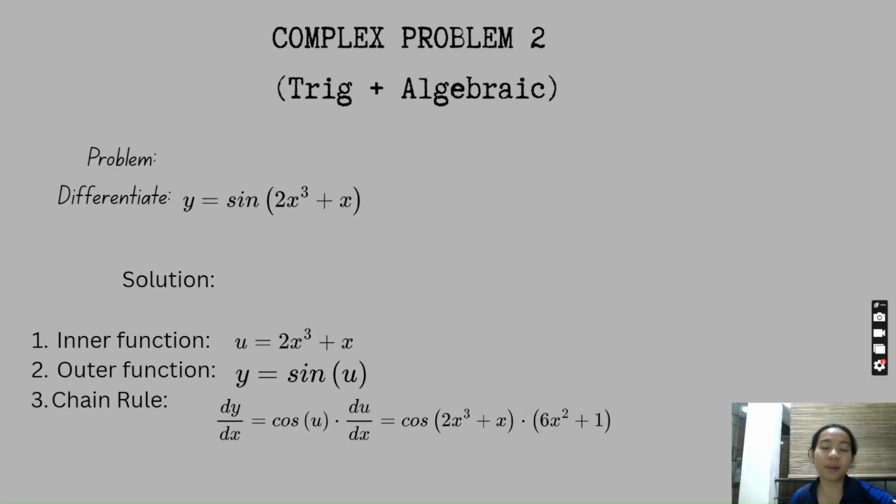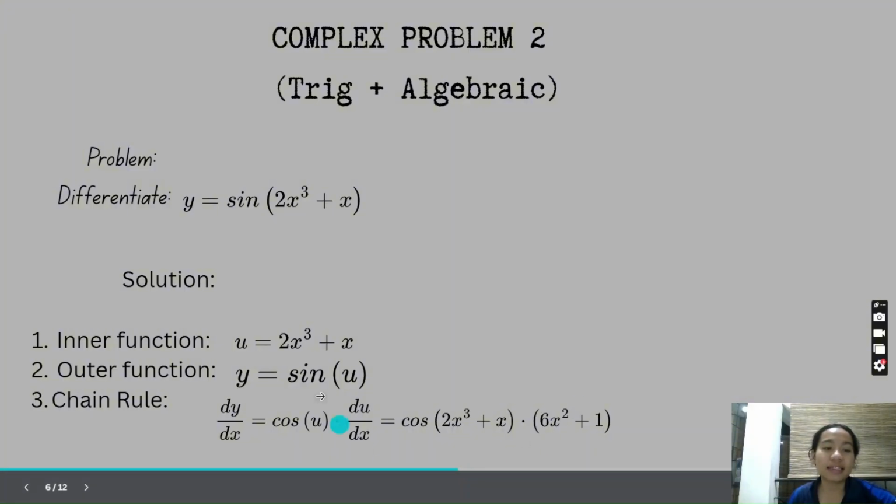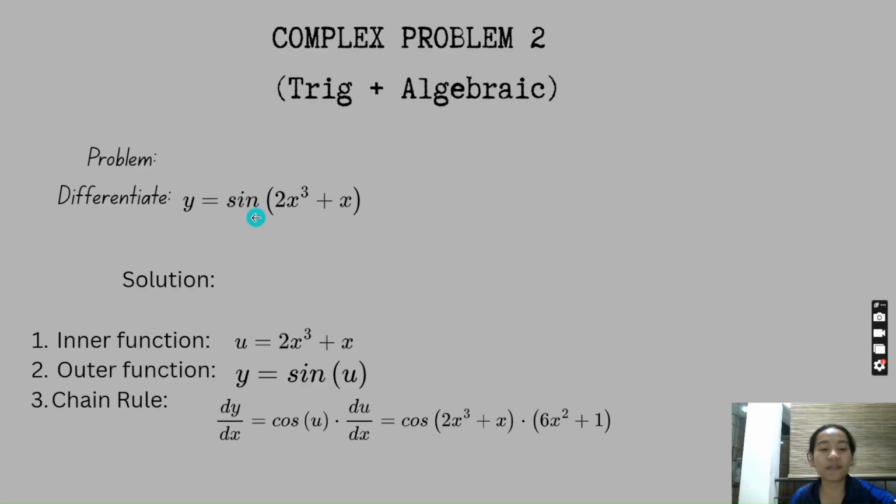That's for our complex problem 1. And now for our complex problem number 2, which is a combination of trigonometric and algebraic functions. Now we are given: differentiate y equals sine times the quantity of 2x cubed plus x.